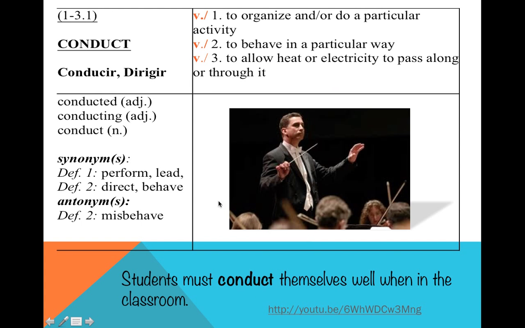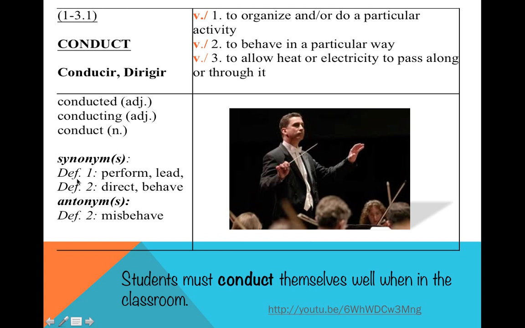Let's go back. So we have some familiar words, and we have using it as an adjective depending on the ending, and also as a noun. So we have conducted, used as an adjective, conducting, again as an adjective, ing adjective, and we also have conduct, used as a noun. Notice that the pronunciation changes from the verb conduct to the noun conduct.